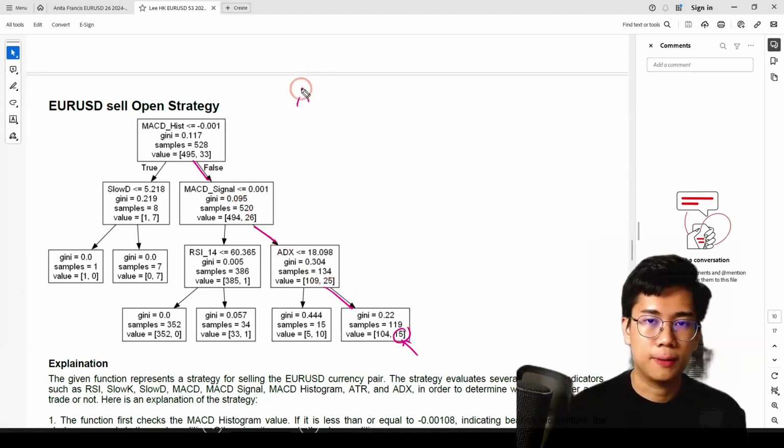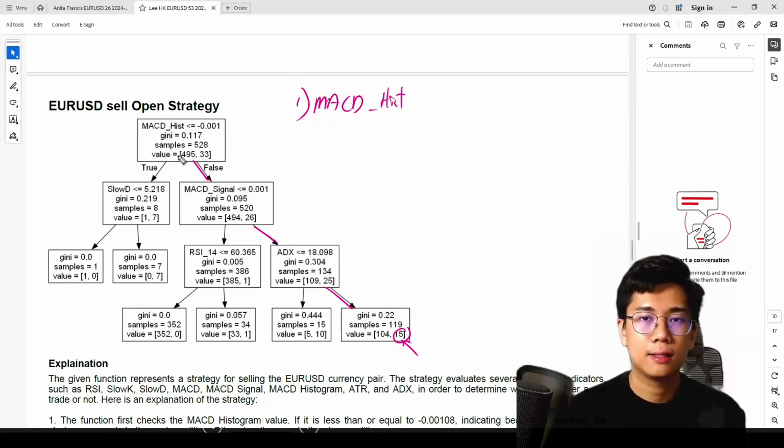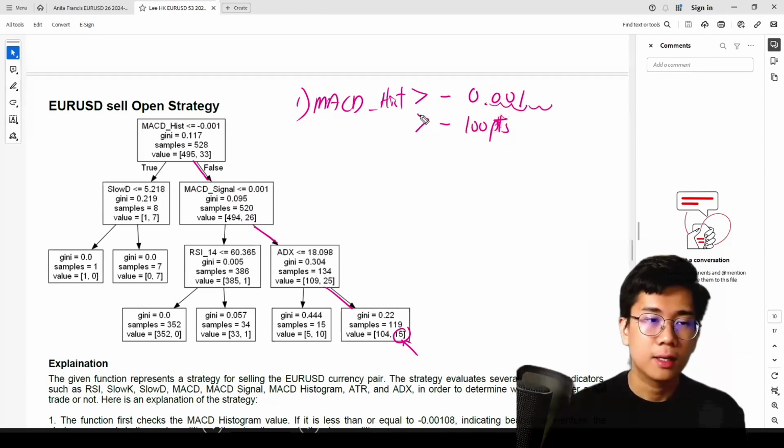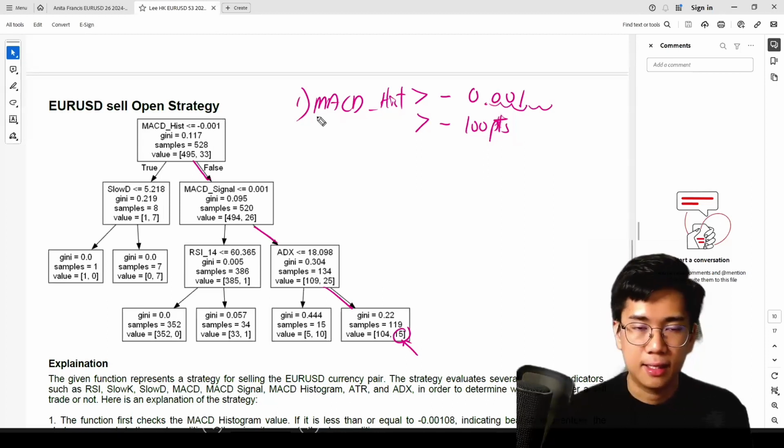How to read this? Very simple. Number one, MACD histogram, true or false? False. So it means that it's larger than negative 0.001. It means larger than negative 100 point.